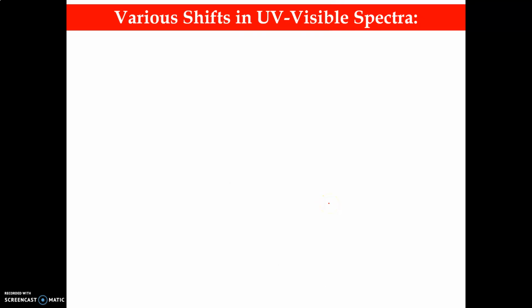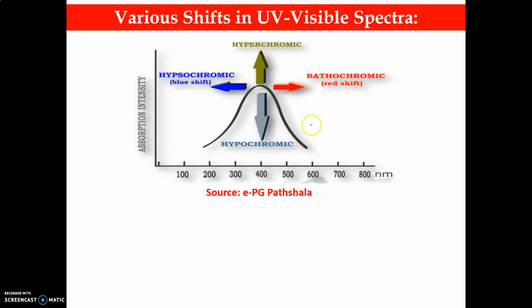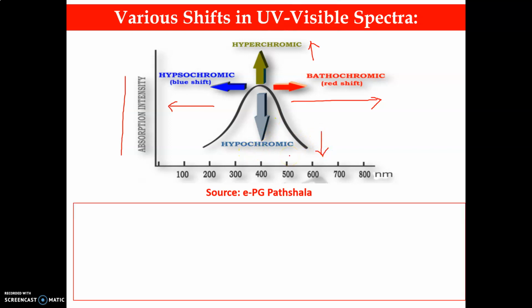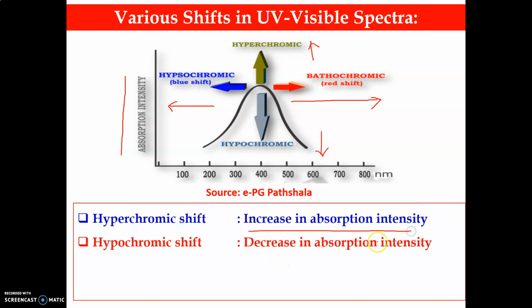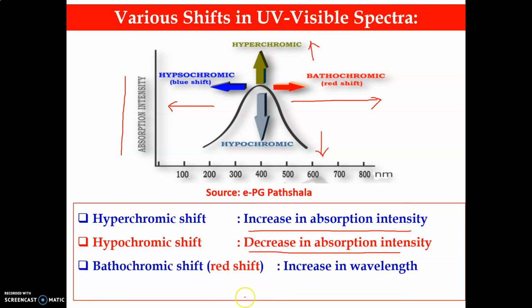And various shifts in UV visible spectra. If there is an increase in the lambda max value, then it is known as red shift. If it decreases, then it is known as blue shift. And for absorption intensity, if it increases, then it is hyperchromic shift. If it decreases, then it is hypochromic shift. So hyperchromic is an increase in absorption intensity, and hypochromic is a decrease in absorption intensity.